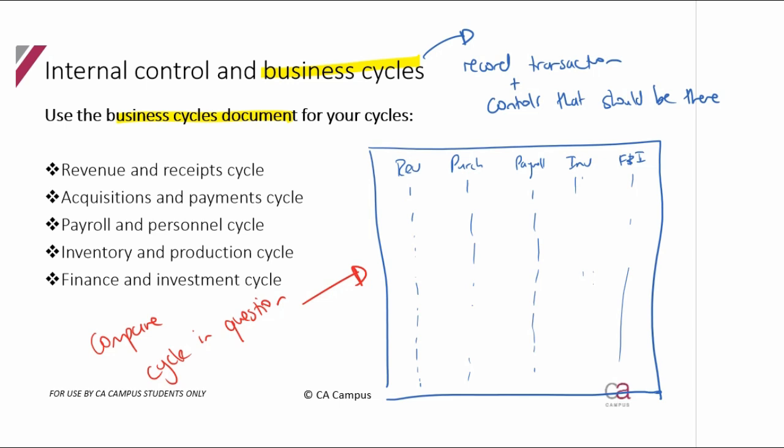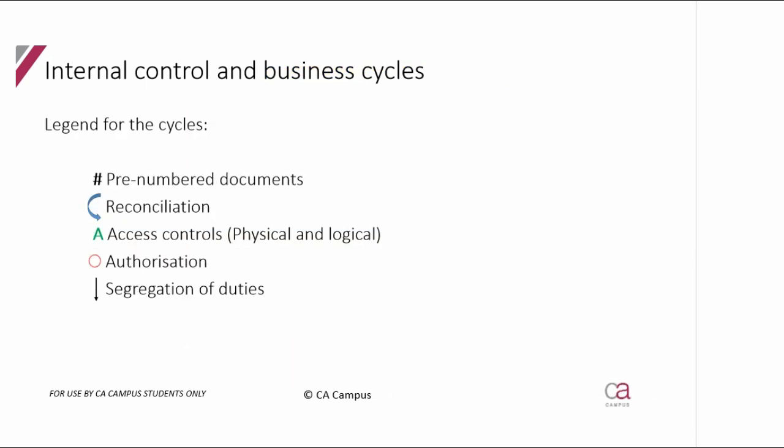Okay, guys, all the control activities that we want to see need to be in those cycles. All those control activities we've just done need to be in the cycles. So I have a legend for showing how that control activity fits in, just so that I don't have to keep writing pre-numbered, reconciliation, access controls. So as you'll see, once I've put the documents down for revenue, we'll then go and put the controls in place, and pre-numbered will be with that sign.